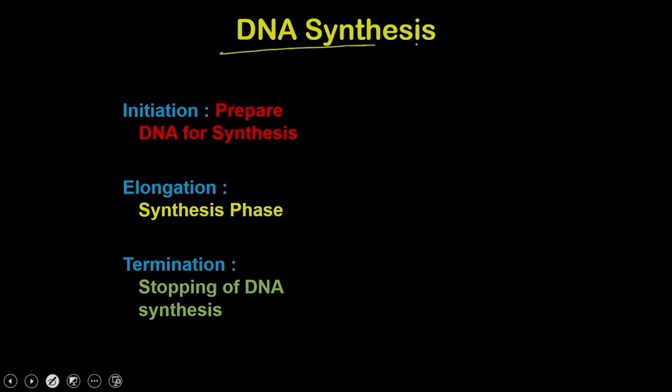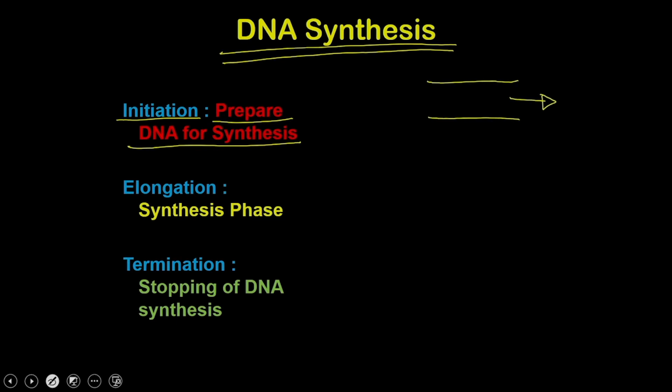DNA synthesis has three steps. One is called the initiation, which is going to prepare the DNA for the synthesis. So, what are you doing? You are taking a DNA and generating the two strands. Okay. Then in the elongation step, we are doing the DNA synthesis.